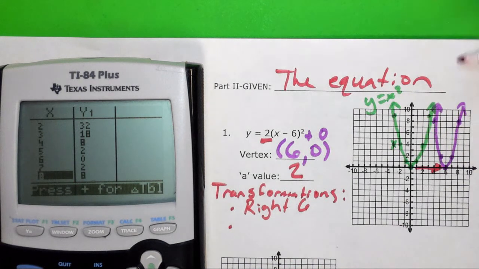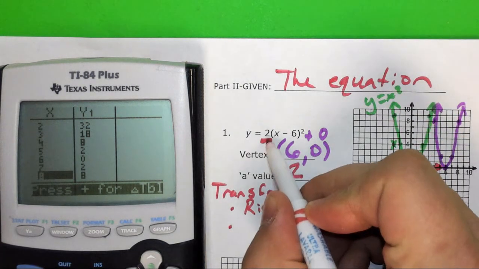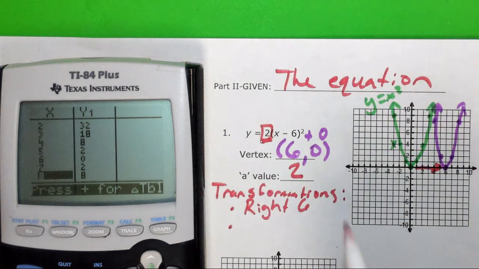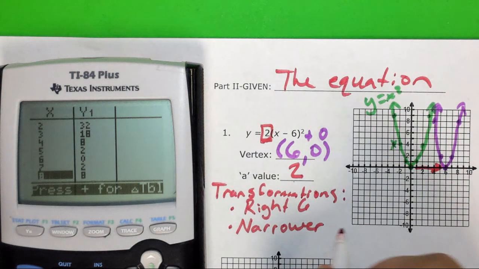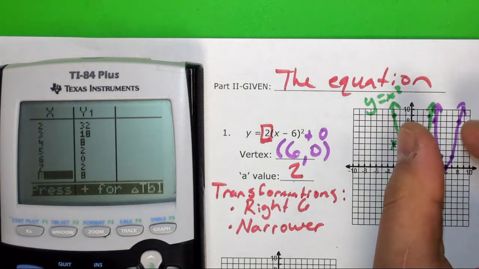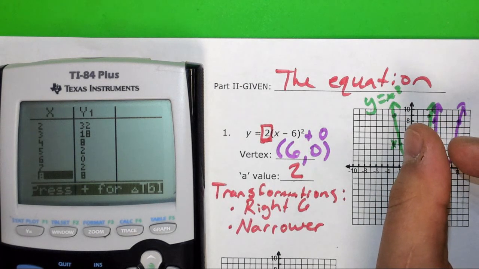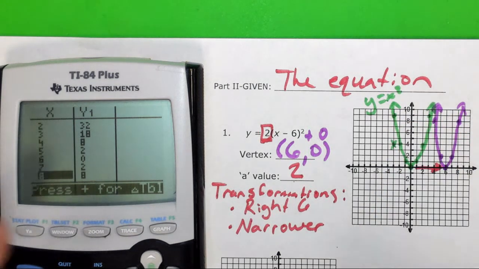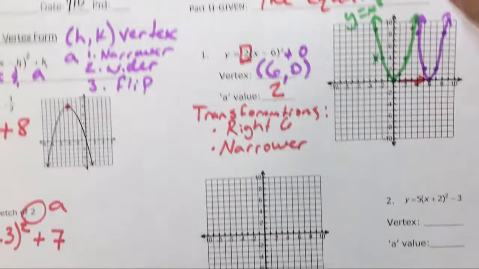Now the other thing that happened is this coefficient here in the front, 2, this a value of 2. When that a value is bigger than 1, it makes it narrower. So this is narrower. You can kind of tell if you look at the green one, it's a little bit bigger than the purple one here. The purple one was squished a little bit. It's narrower. Okay, let's do another example together, and then you can do the third one on your own.